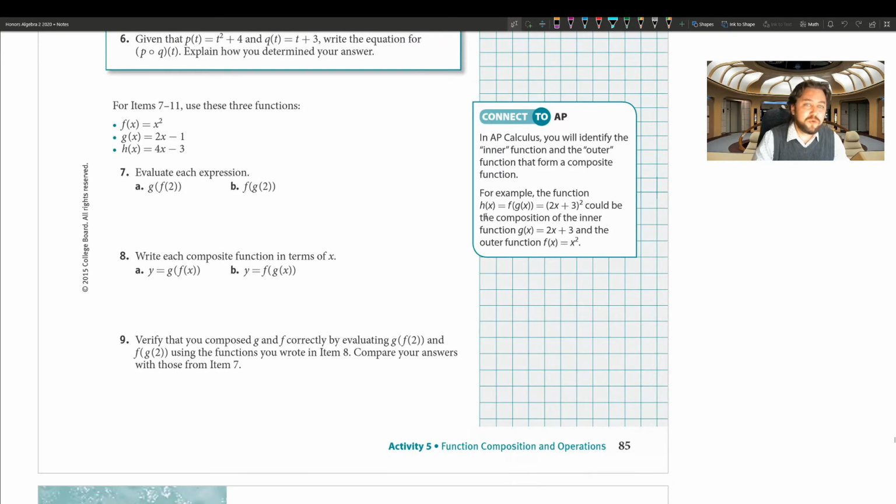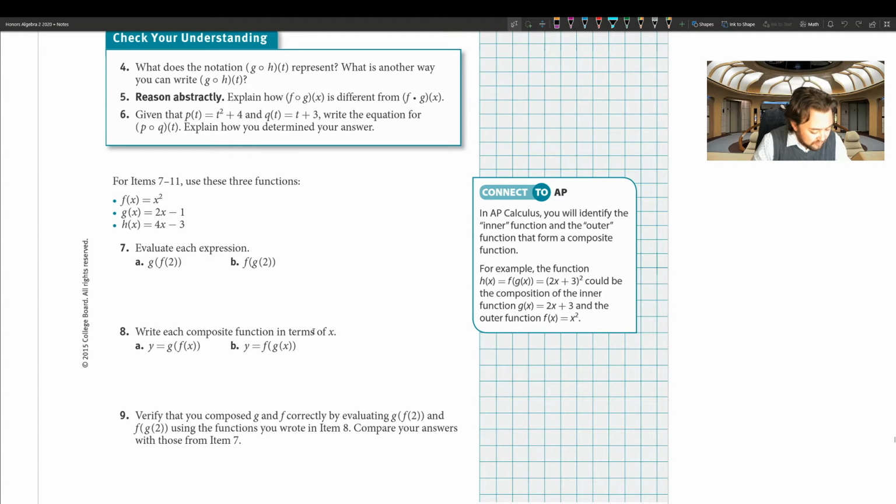So now we're going to do some more algebraic function composition. We're going to evaluate each expression. So let's go ahead and just work our way through this. These aren't too bad. F of 2, so we put a 2 in here. 2 times 2 is 4, right? So 2 squared is 4. And then we're going to put that in for g. So 2 times 4 is 8, minus 1 is 7.